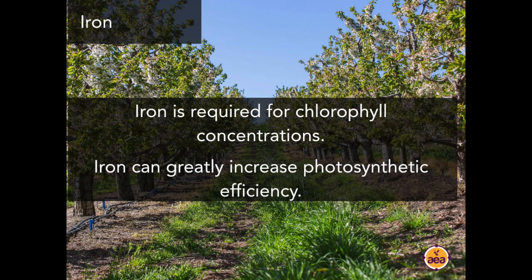And then secondly, iron, completely distinct from its requirements or its presence being needed to assemble chlorophyll, can also tremendously increase photosynthetic efficiency through a number of different mechanisms. One of the mechanisms is that iron is one of the elements that is needed to form all of the carotenoids, such as astaxanthin, zeaxanthin, etc.